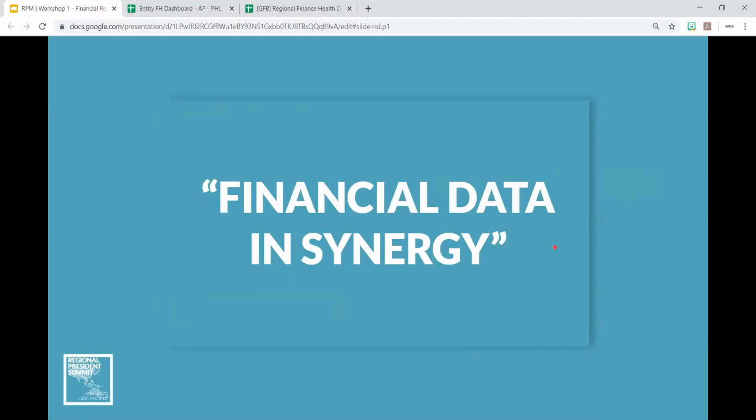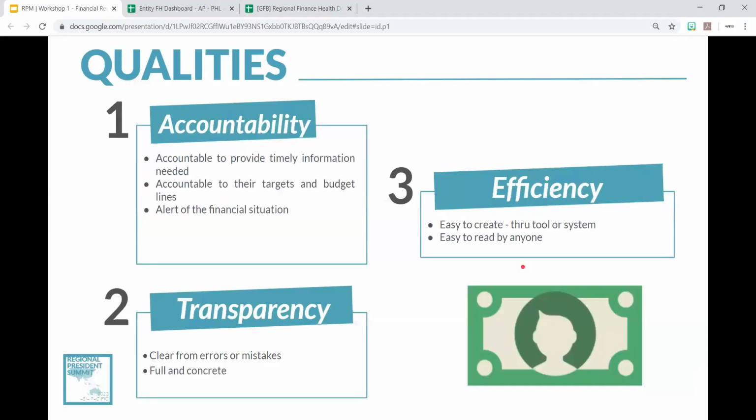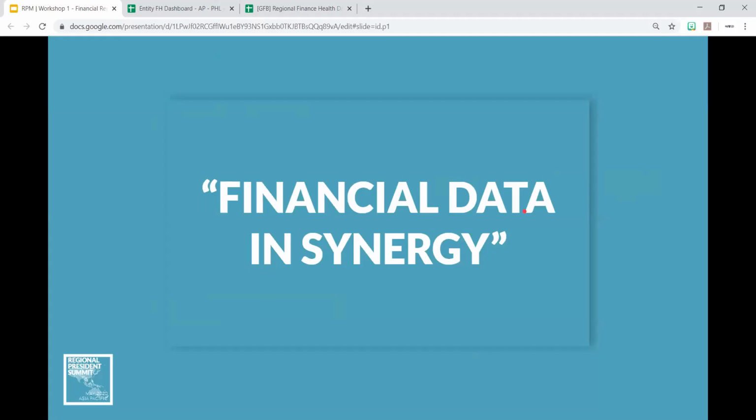Now, financial data in Synergy is important when it comes to reports. As mentioned, you want the reports to show accountability, transparency, and efficiency. But how can you actually use this in terms of Synergy, which is pretty much the same way on how finance people should be able to synergize with different functions.